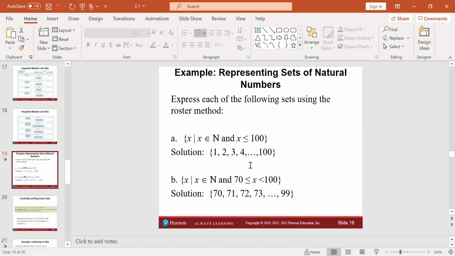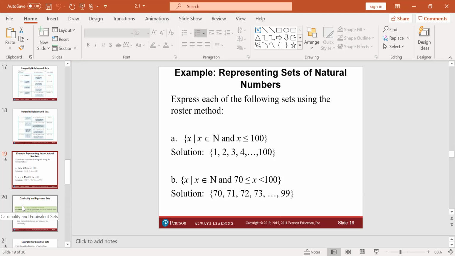All natural numbers greater than or equal to 70, but less than 100. You can go as low as 70. You can include the 70, but you work your way up. You can get to 99, and then you've got to stop because you can't go to 100. Does that make sense? Pretty straightforward. Good stuff.